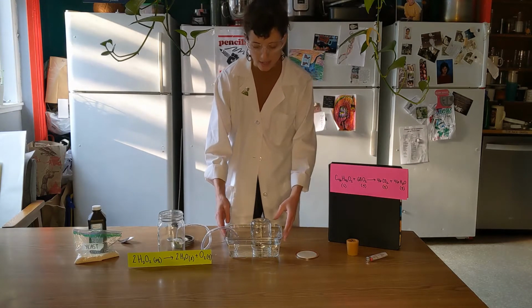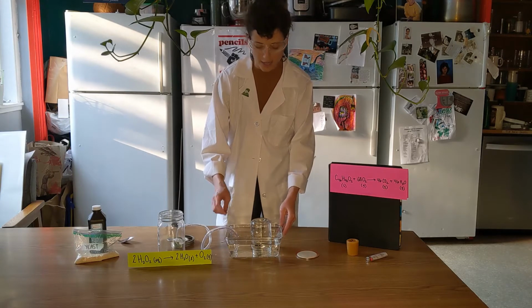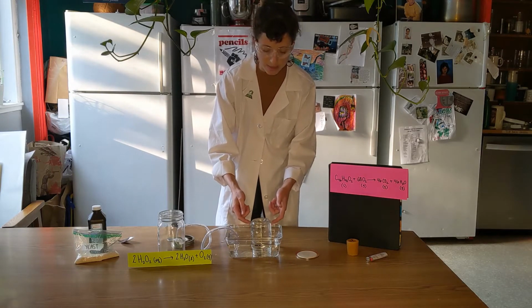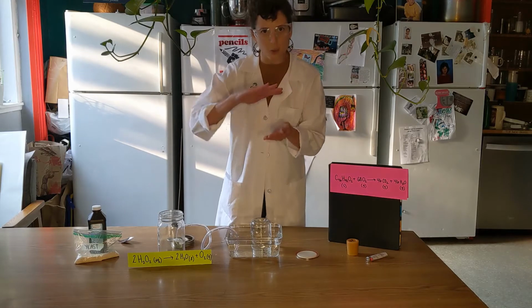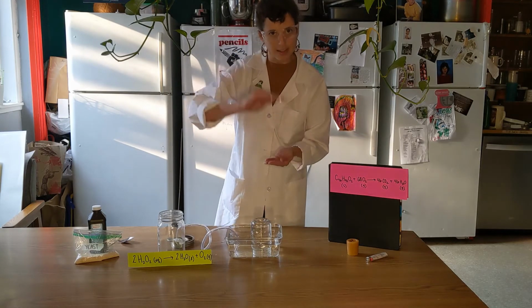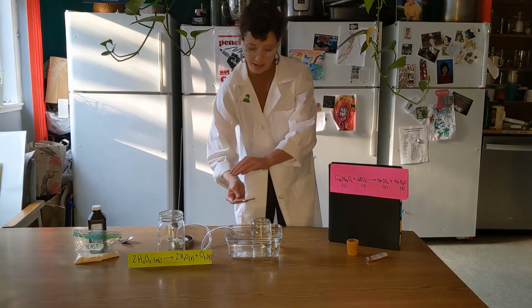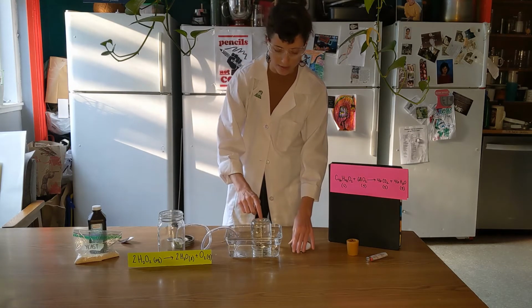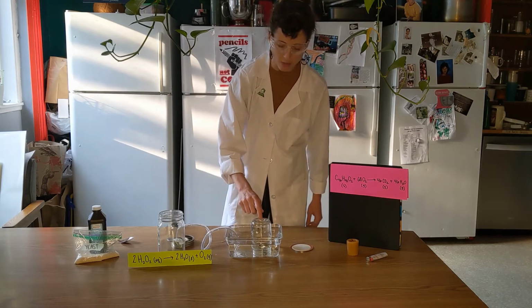So what I have here is just a container full of water, and this jar is completely full of water. I filled it in the sink to where it was brimming over with water, and then smashed this lid on top of it, flipped it upside down, and put it in the trough. So we have a completely full glass jar of water here.